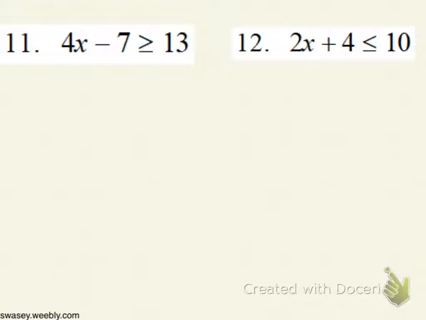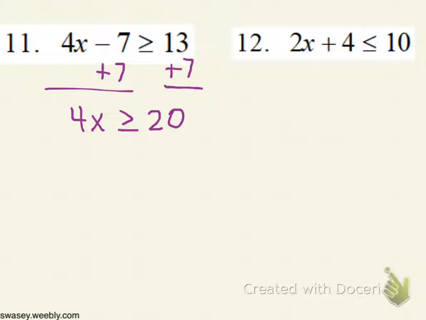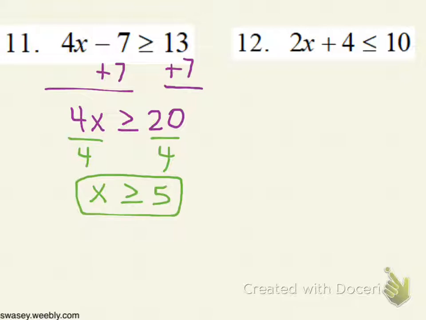Number 11, we've got a two-step inequality. We're working backwards through the order of operations, so we're getting rid of addition or subtraction, and then we'll get rid of multiplication or division. To get rid of minus 7, we'll add 7 to each side. So we have 4x is greater than or equal to 20. To get rid of multiplying by 4, divide both sides by 4. And so x is greater than or equal to 5.